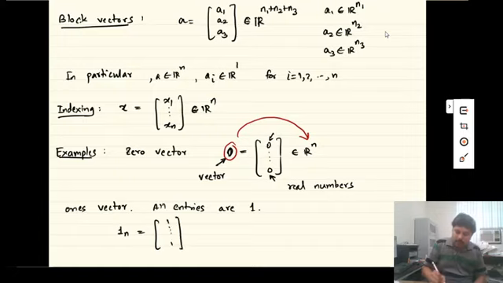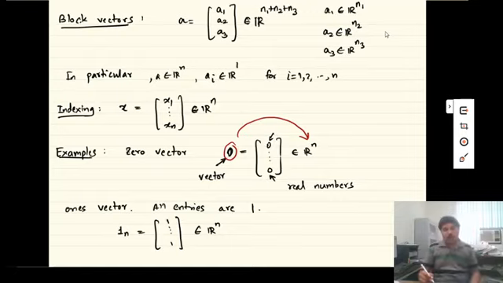So this 1n belongs to Rn. All the entries are 1, so I will write down the real entries as this one and the vector as this 1n. Okay, so this is 1n. All the entries are 1.